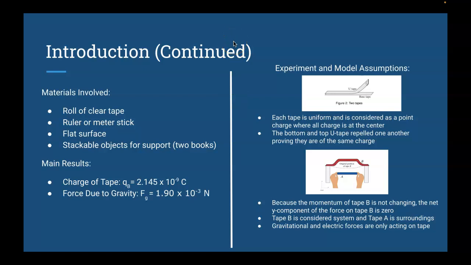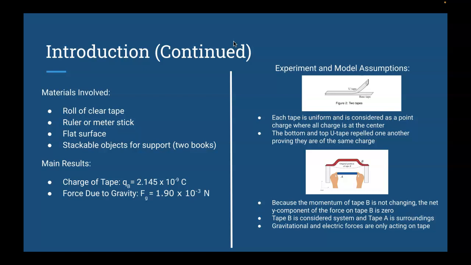Some of the materials that we used within this lab were a roll of clear tape, a ruler, a flat surface, and stackable objects for support. Some of the main results that we yielded from the experiment were the charge of a tape, which is equal to 2.145 times 10 to the negative 9 coulombs, and the force due to gravity, which is equal to 1.90 times 10 to the negative 3 newtons.